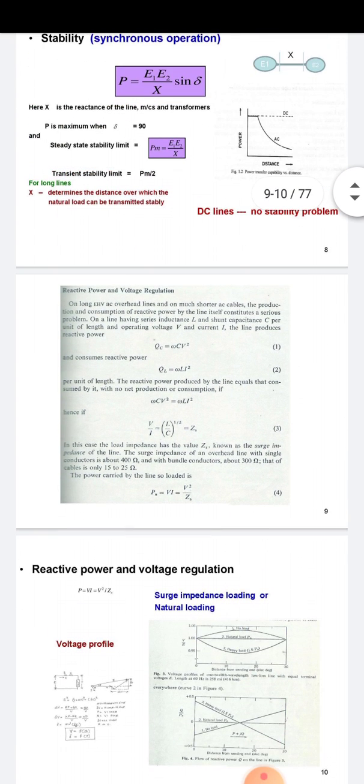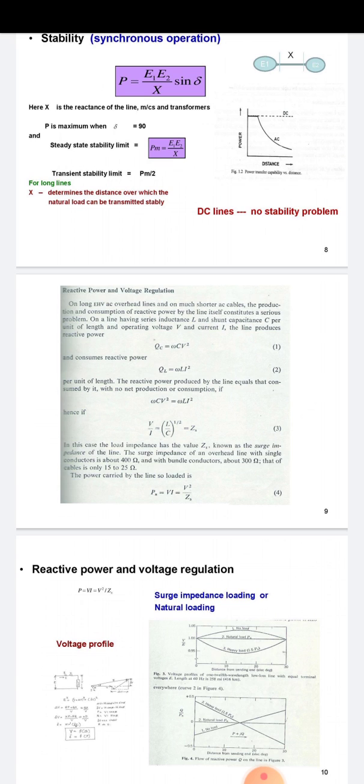Then this is reactive power and voltage regulation. Voltage control in AC lines is complicated by the line charging and inductive voltage drops. The voltage profile in an AC line is relatively flat only for a fixed level of power transfer corresponding to surge impedance loading, that is SIL. The short form of SIL is surge impedance loading.